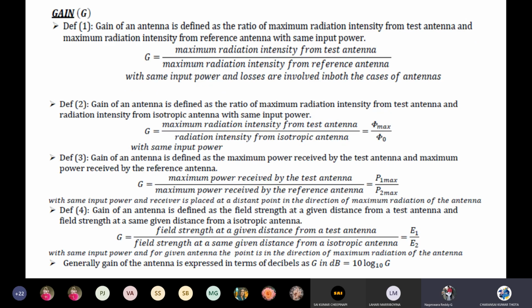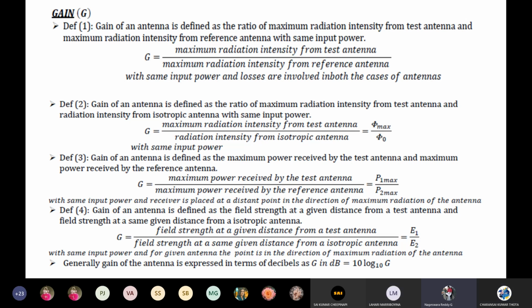So yesterday I explained what beam efficiency is, what the antenna parameters are, beam efficiency and beam area. Those were explained in yesterday's class. Today there are some more parameters of antenna, and those are gain. How is the gain of an antenna defined? Gain of an antenna is the ratio of maximum radiation intensity from the test antenna to that of maximum radiation intensity from the reference antenna, with the same input power and losses involved in both cases.